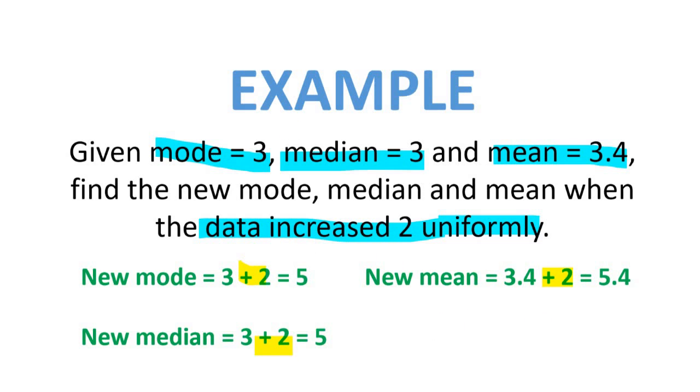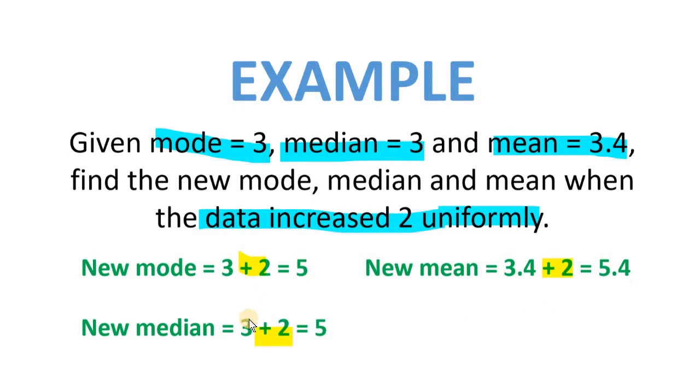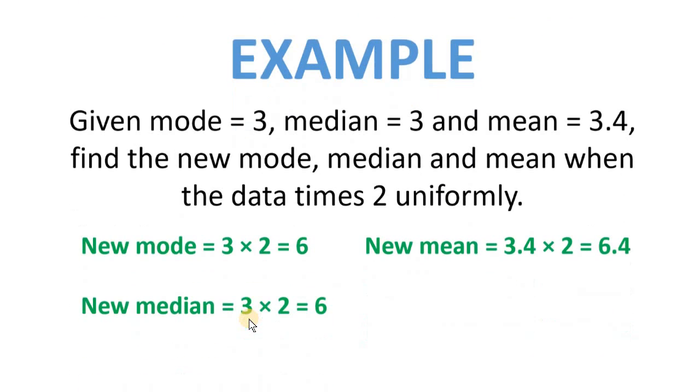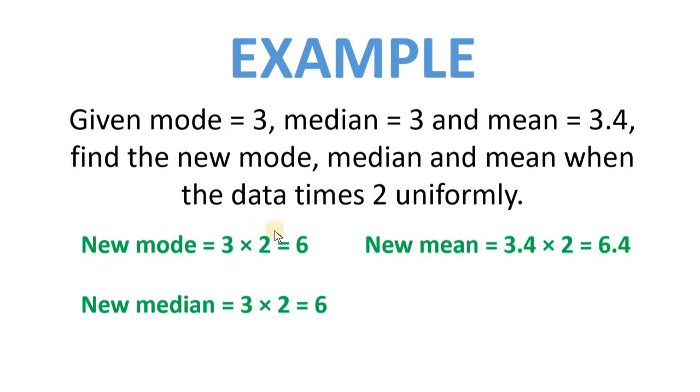How about multiplication or division? If I do multiplication or division, the situation is also the same. For example, if I multiply all the data by 2 uniformly, then the mode, mean, and median will also be multiplied by 2. Everything will be multiplied by 2.